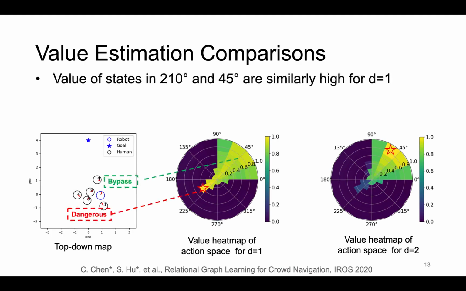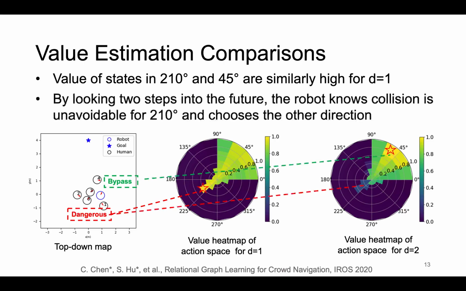In this scenario, the values of states at 210 degrees and 45 degrees predicted by one-step look-ahead are similarly high, and the robot chooses to move in the direction of 210 degrees, which leads to a collision. In contrast, by looking 2 steps into the future, the robot knows collision is unavoidable at 210 degrees and chooses to move in the opposite direction.